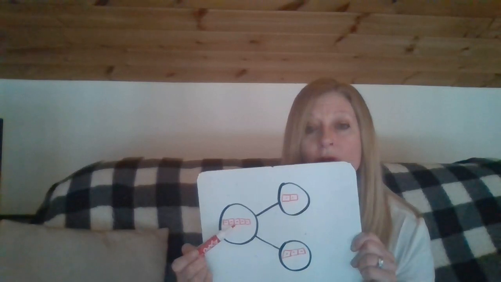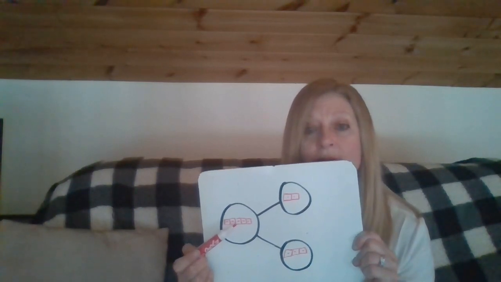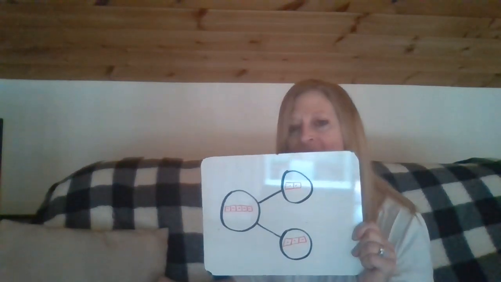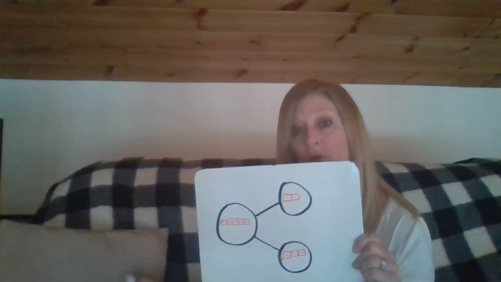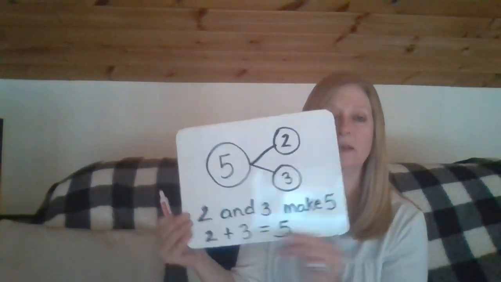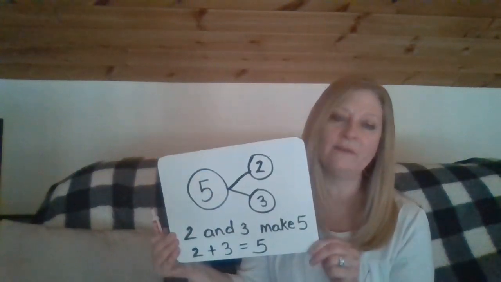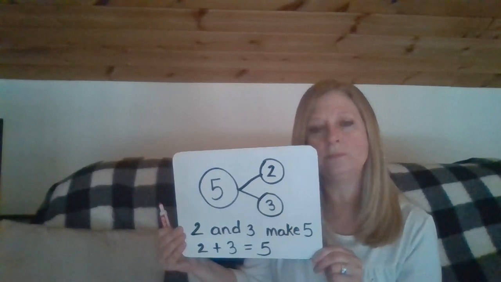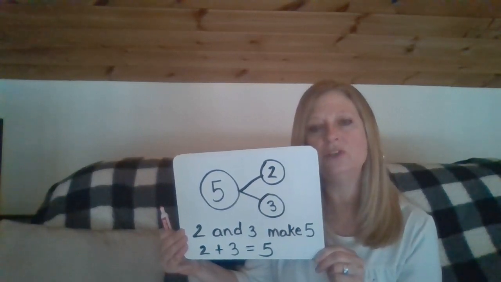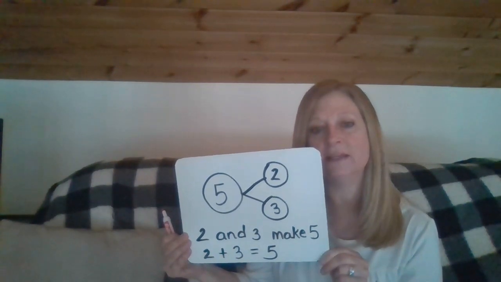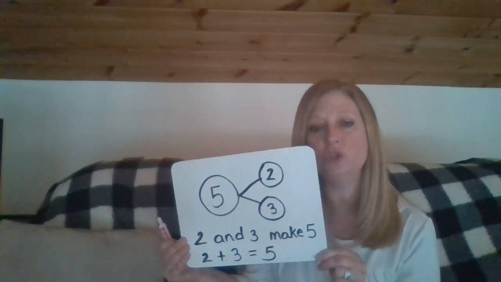Okay, so now that shows me that I started with 5. Okay, that was my whole. And when I pulled them apart, I got 2 and 3. Okay, so I could actually take away those cubes that we used and put numbers there instead. Okay, so now I have 5 as my whole and 2 and 3 as my parts. Okay, and so as you can see down here, I have 2.